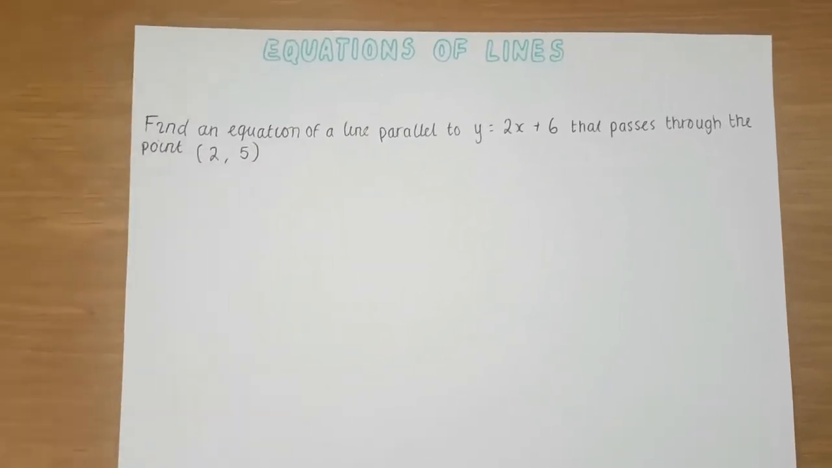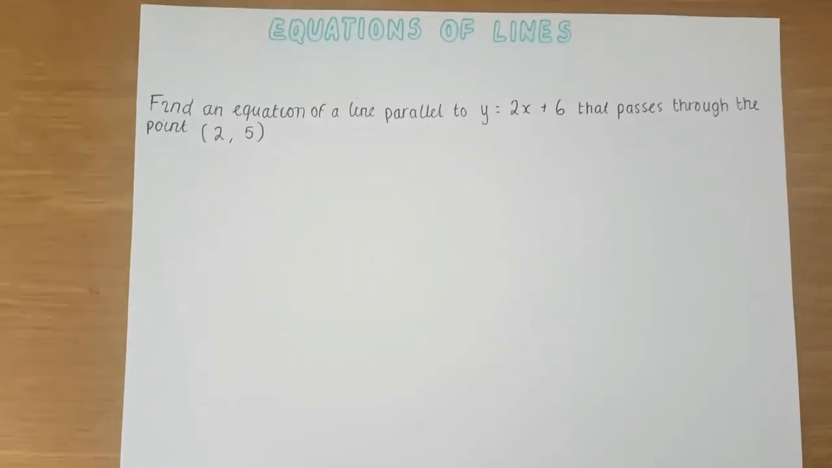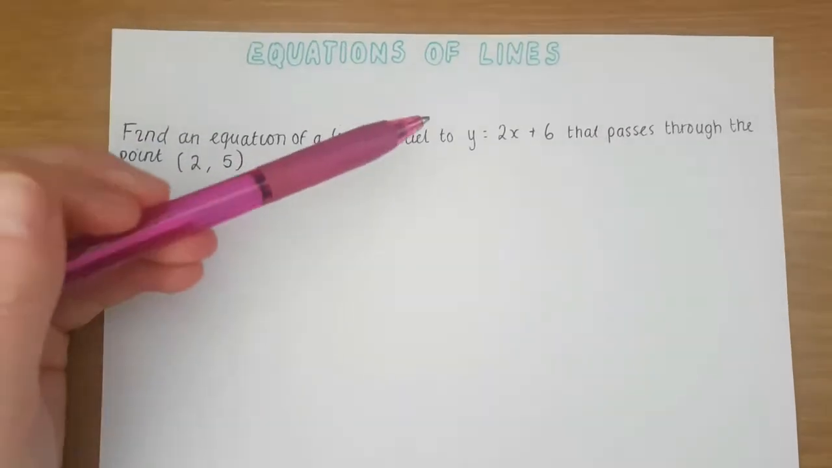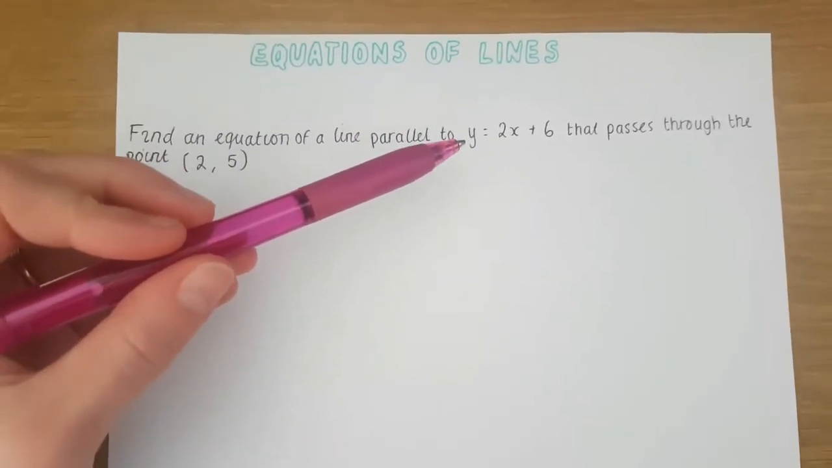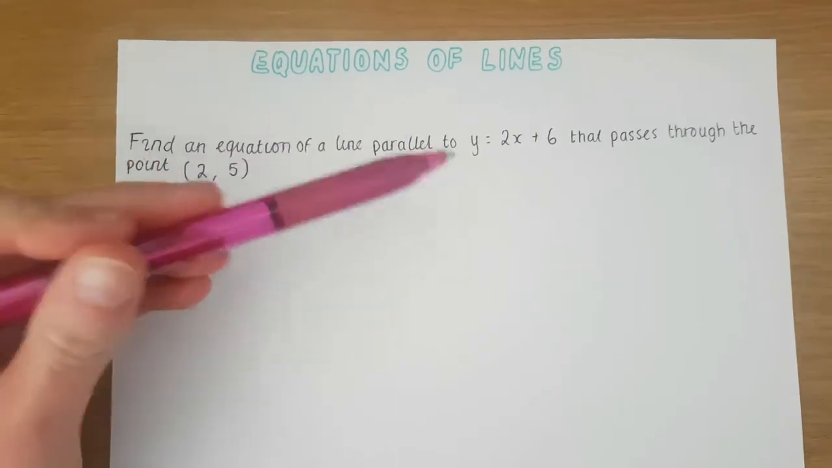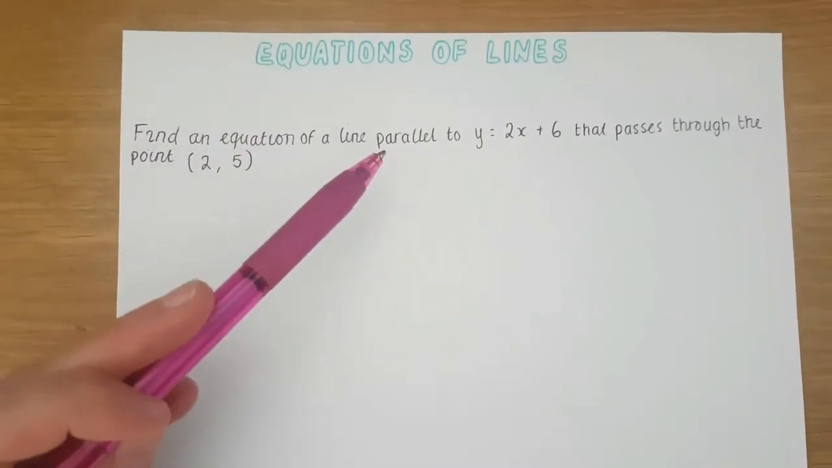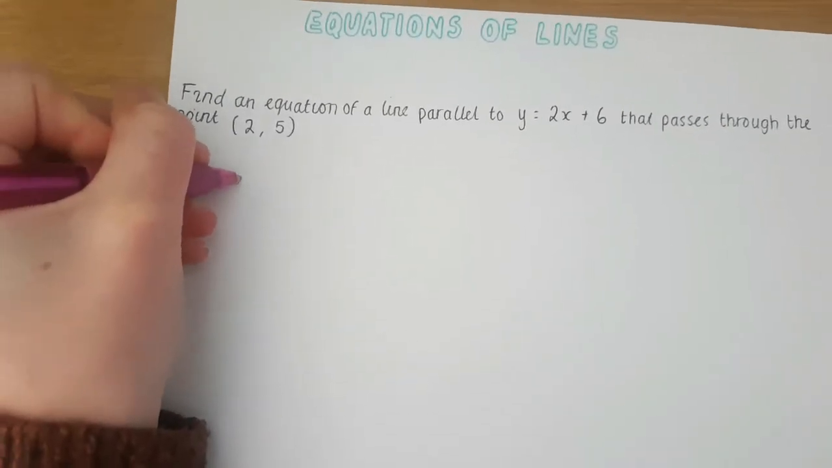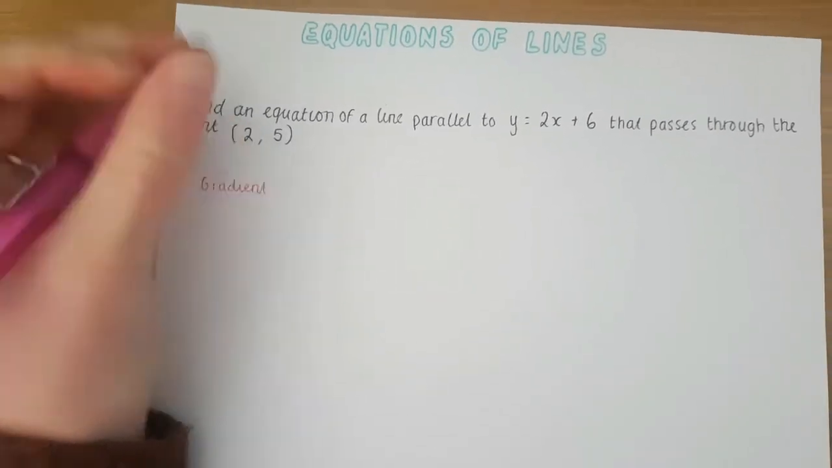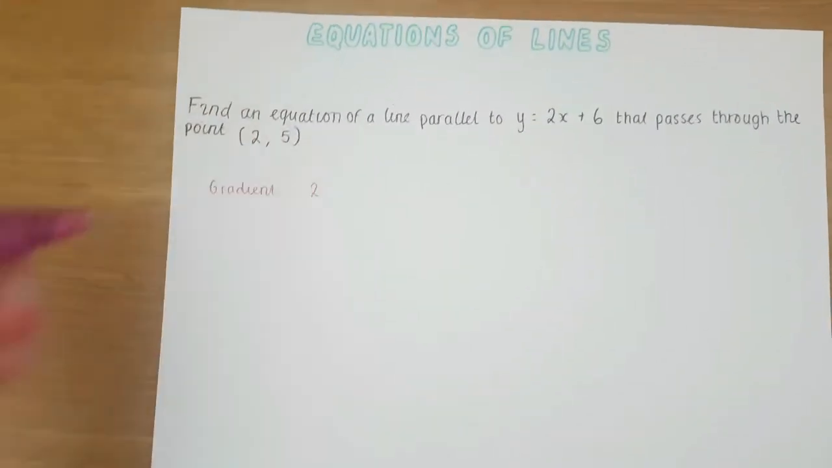So we're finding an equation of a line parallel to y equals 2x plus 6. The first thing is that it's already in the form y equals mx plus c, so we're just going to leave it like that. If it was in a different form, we would rearrange it into y equals mx plus c. Because the line is parallel, we know that the gradient of the new line is also going to be the same as this line. So my gradient is 2.